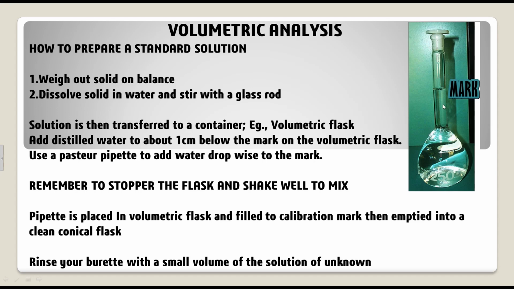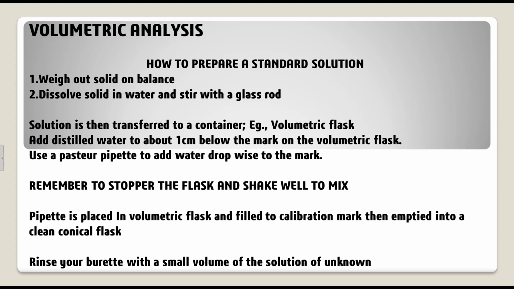Once you have mixed the solution properly, you have to pipette out this solution and transfer it into a conical flask. Then the burette has to be rinsed using a small volume of the solution of unknown. This is the way to calibrate the volumetric flask and burette. What next?